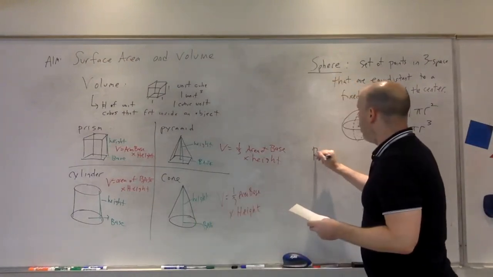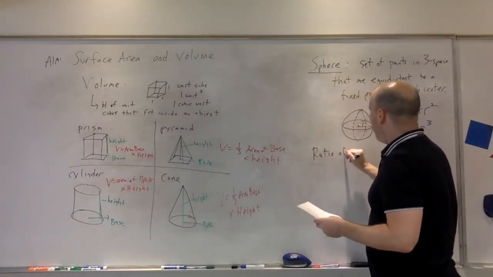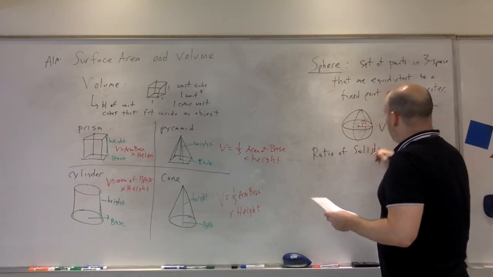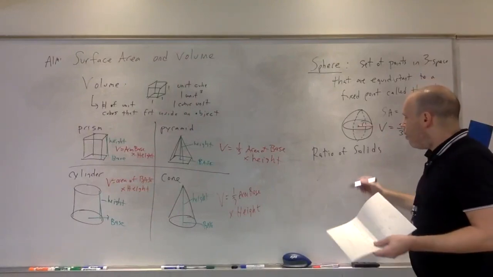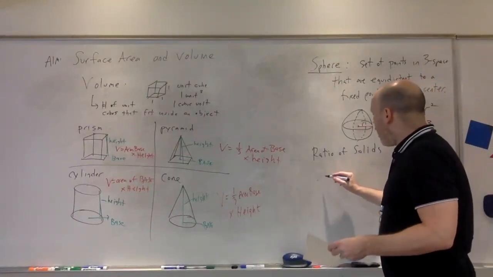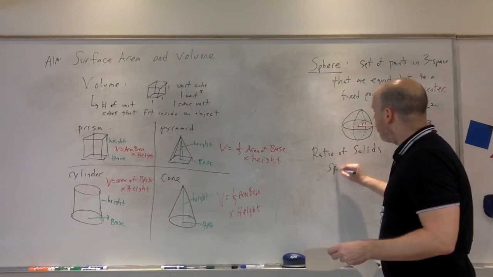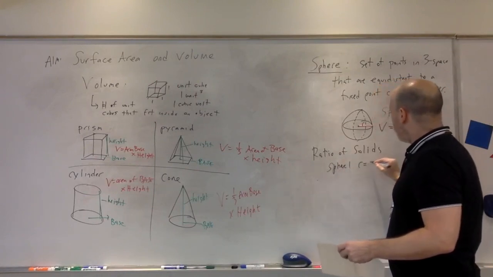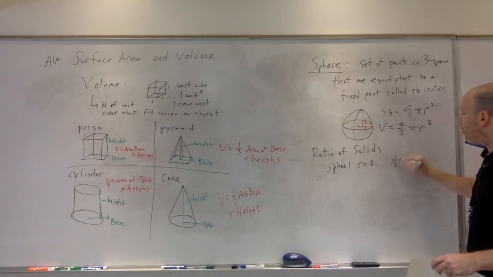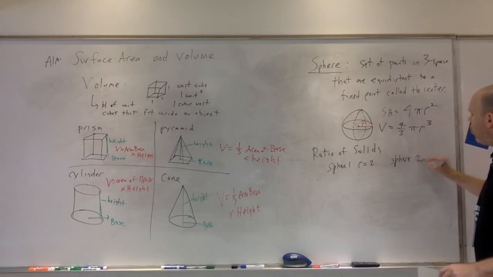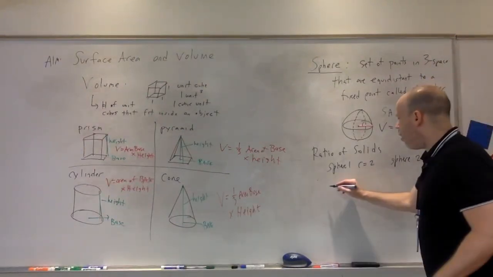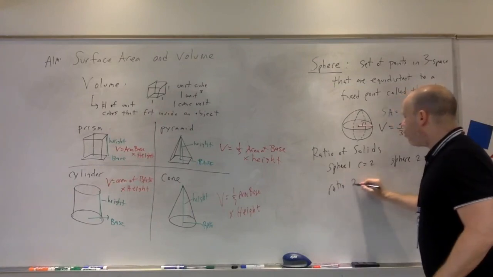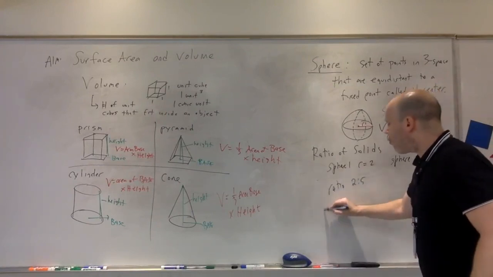The last thing we need to talk about is the idea of the ratio of solids. So let's say we're comparing similar solids. Let's use the sphere, by the way. So we have a sphere. Sphere 1 has a radius of 2, and sphere 2 has a radius of 5. So the ratio is 2 to 5.